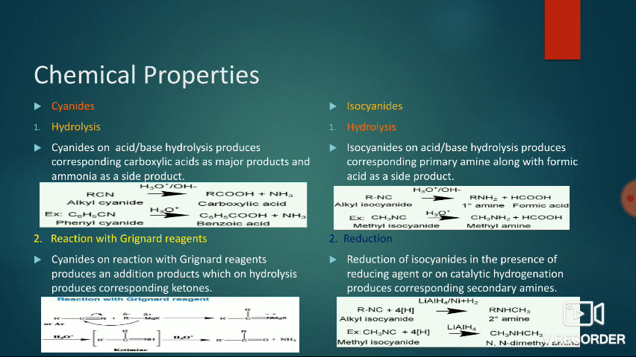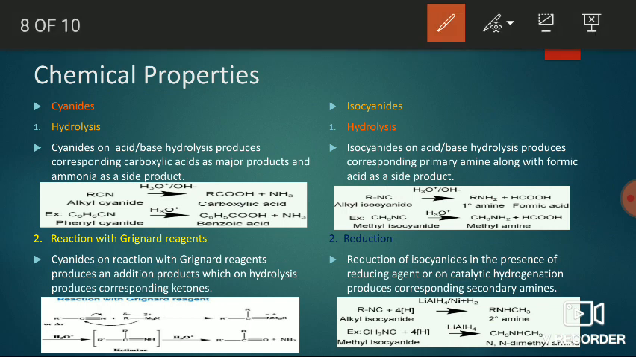Next, chemical properties of cyanides as well as isocyanides. Observe the chemical properties of the cyanides. The first chemical reaction is hydrolysis. If you hydrolyze the cyanide compounds in the presence of acid or base medium, then we get the corresponding carboxylic acid as a major product and ammonia as a byproduct. You observe the reaction here.